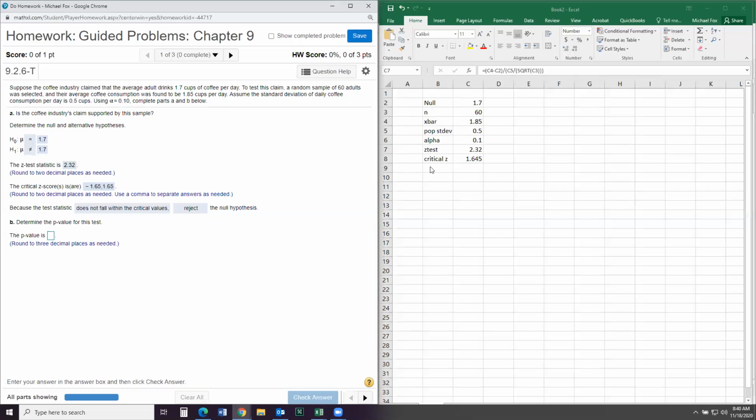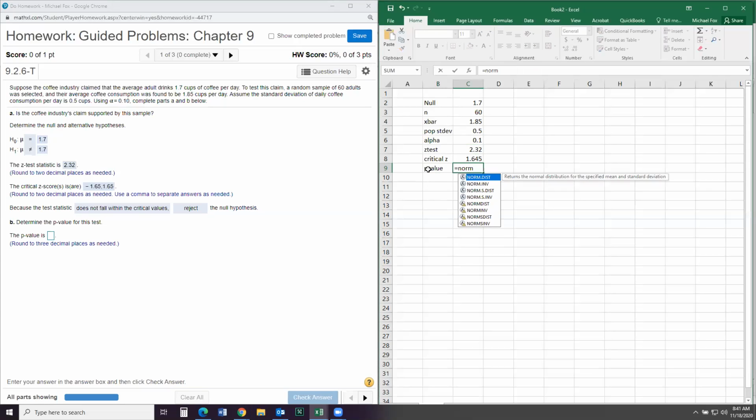And then it wants us to determine a p-value for the test. P-value is just another way of saying what's the probability of getting a result as extreme or more extreme, or in other words, as far away from the mean or further away from the mean than my test statistic. So I'll just use norm.s.dist, and I'll do my Z test, and then I'll say true.